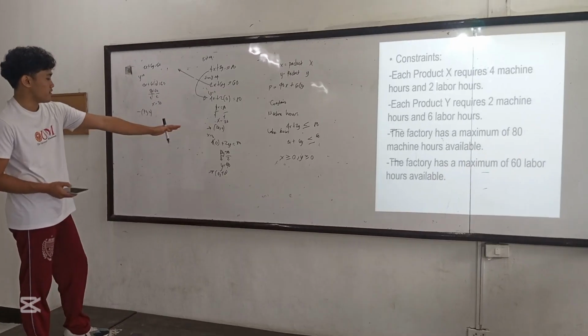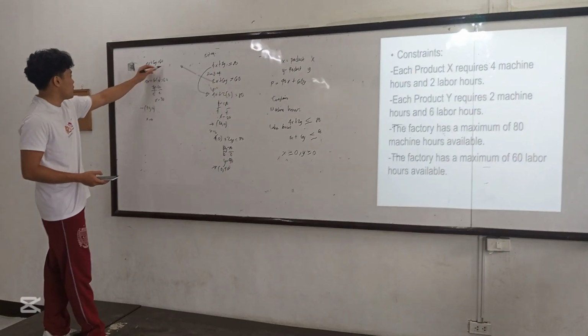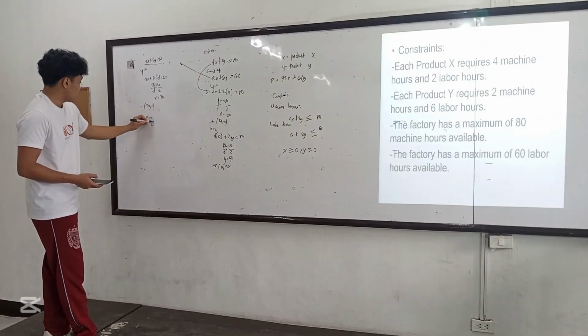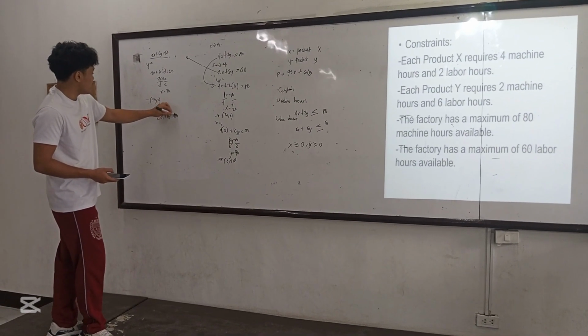Then, same here, we set x to 0 and substitute into the equation. So 2 times 0 plus 6y equals 60.